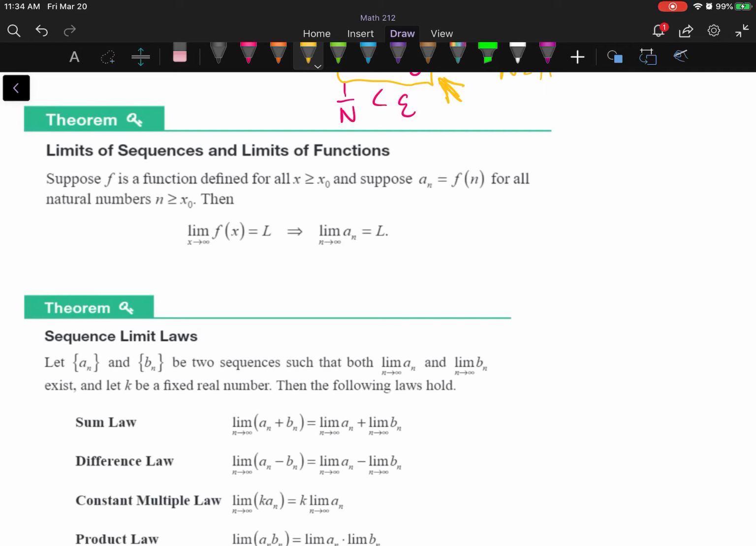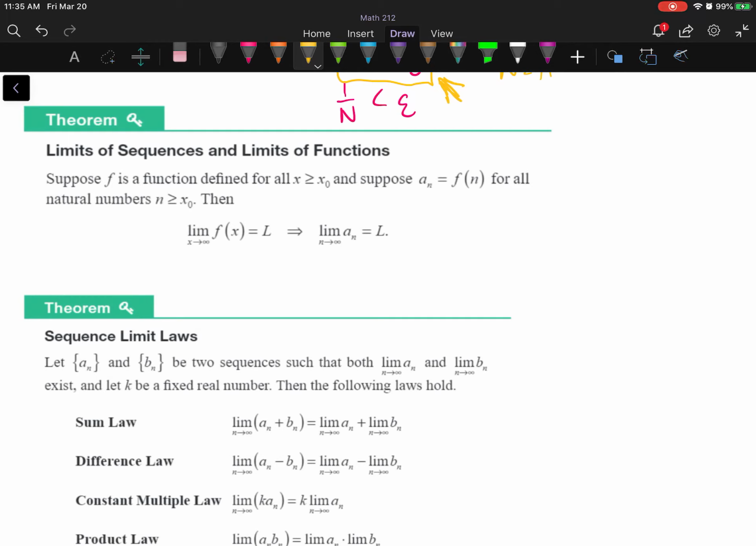So the first one here, let's read it real quick. Suppose that f is a function defined for all x greater than or equal to x0, and suppose that a sub n is f of n for all natural numbers n greater than or equal to x0. Then the limit as x approaches infinity of f of x equals L implies that the limit as n approaches infinity of a sub n also equals L.